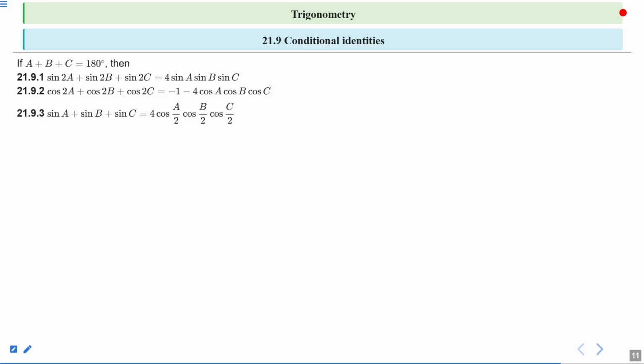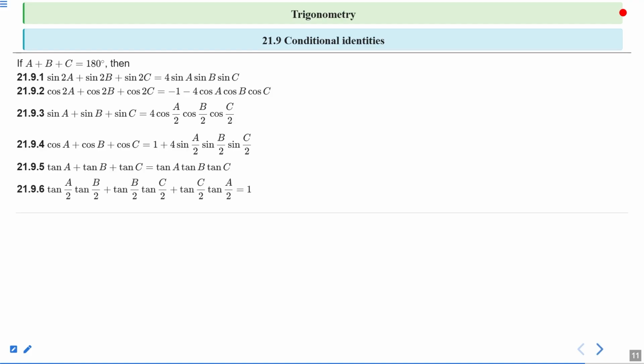sin A + sin B + sin C = 4 cos(A/2) cos(B/2) cos(C/2). cos A + cos B + cos C = 1 + 4 sin(A/2) sin(B/2) sin(C/2). tan A + tan B + tan C = tan A tan B tan C. So tan(A/2) tan(B/2) + tan(B/2) tan(C/2) + tan(C/2) tan(A/2) = 1.